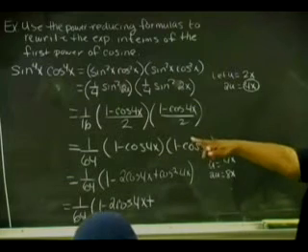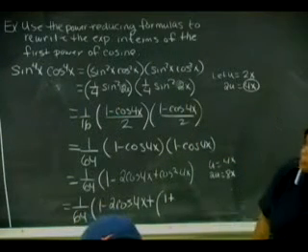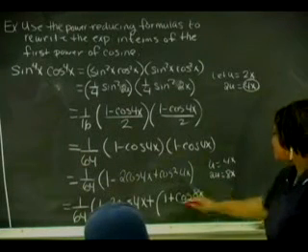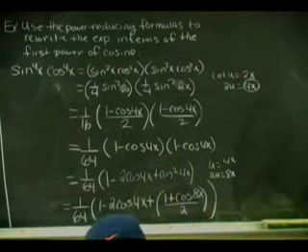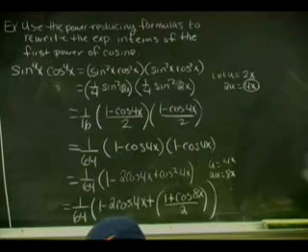So what is cosine squared u over there? It's 1 plus what? Cosine 2u, which is 8x, all over what? 2. Have I gotten this down to a first power of cosine? Yes, and I can stop right here. I can stop right there.